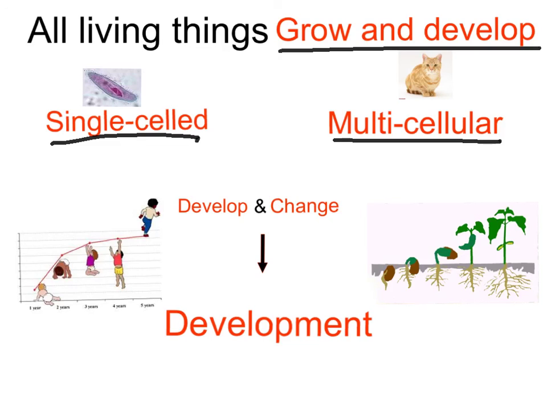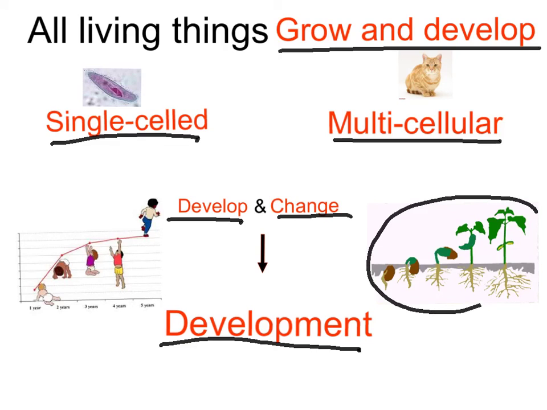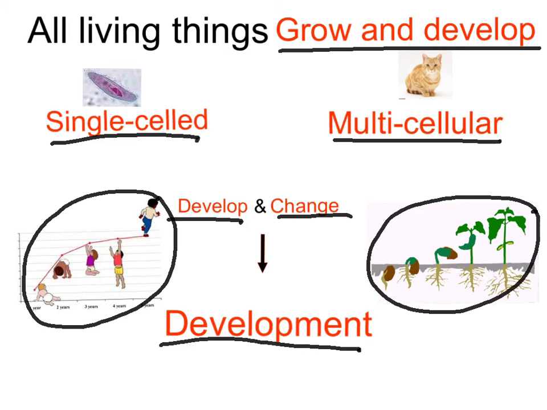In addition to getting larger, living things may develop and change as they grow. Many plants and animals go through this kind of development. Here we can see a plant seed growing and developing into a full-grown plant. In this example, we can see a baby growing and developing as it gets older, and it obtains new skill sets such as standing up and running.